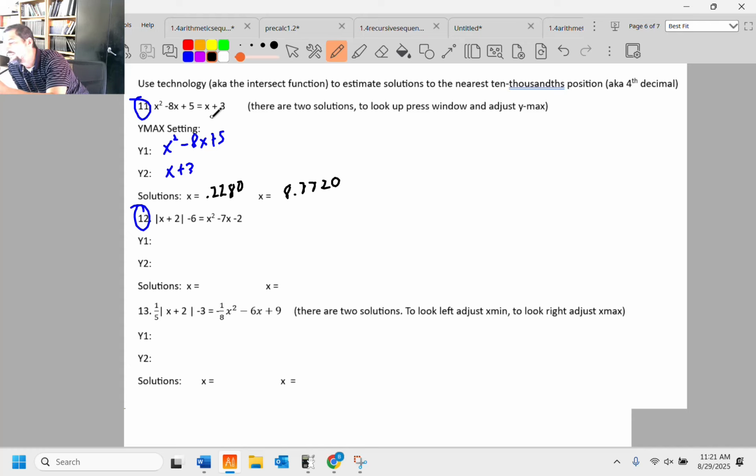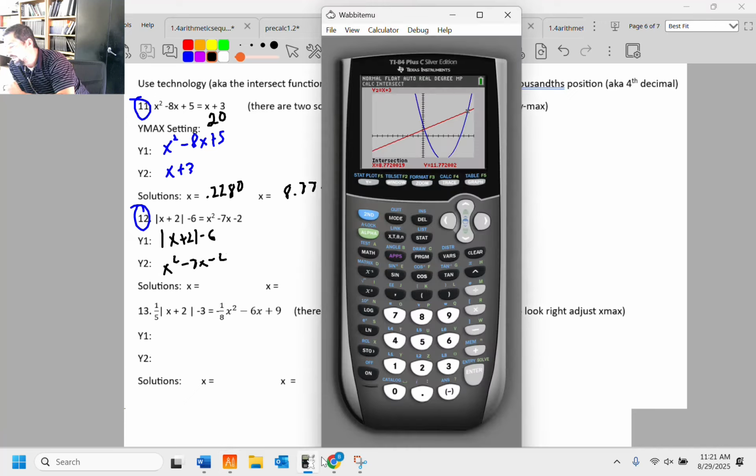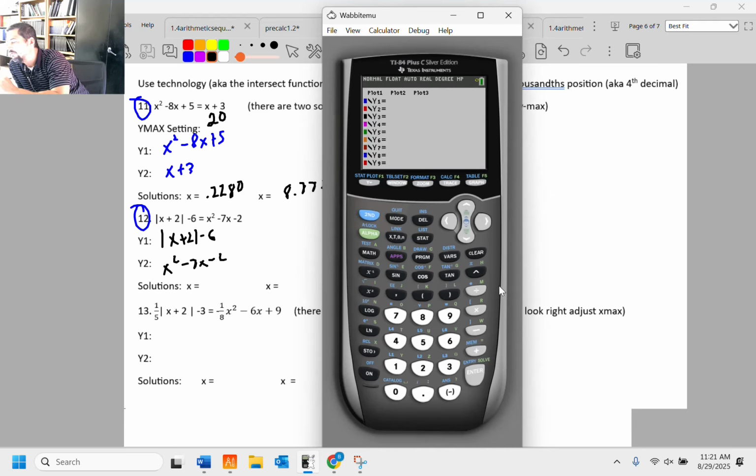Alright, I think I will have enough time to do something. Oh, by the way, I set the Ymax to be 20, right? I did. I looked up. Alright, so in y1 you're going to have the absolute value of x plus 2 minus 6. In y2 you're going to have x squared minus 7x minus 2. The only reason I'm bothering to do this one is not because it's difficult, it's because you may not know where the absolute value function is on a TI-84.